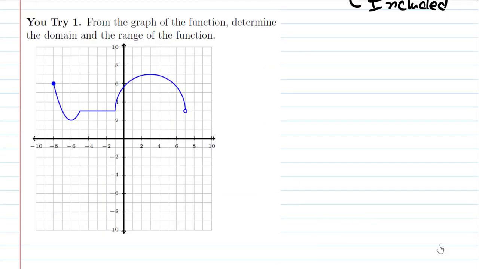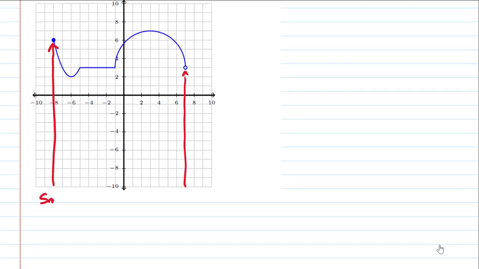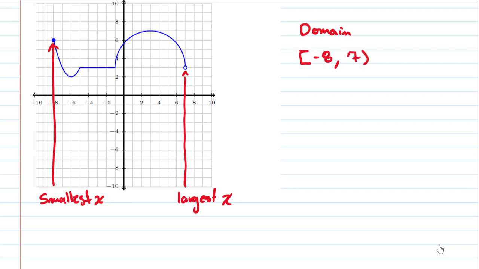All right, so our graph is continuous once again, so we need to identify our smallest x and our largest x. So our x that's furthest to the left, this is going to be our smallest, and this is going to be our largest. So our smallest x has a filled-in dot, so for our domain, we start at -8, and we're going to go all the way up to the number 7, and we're going to include it.